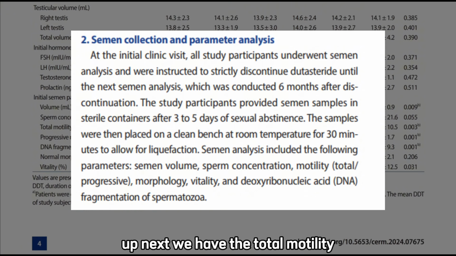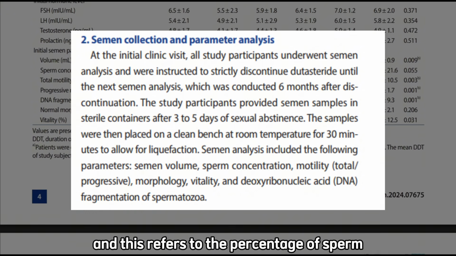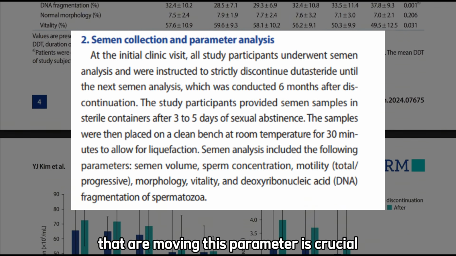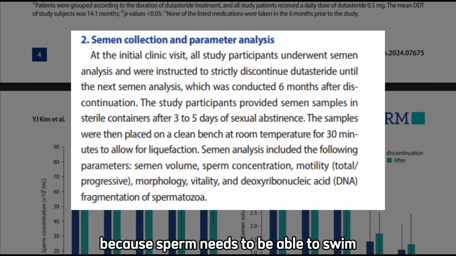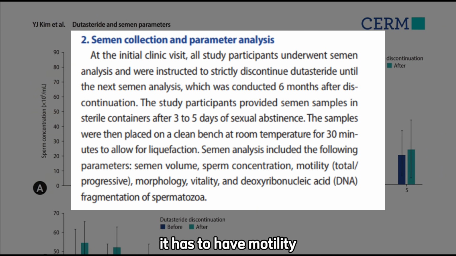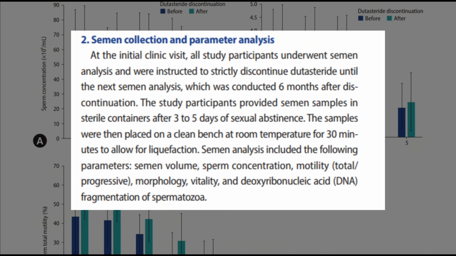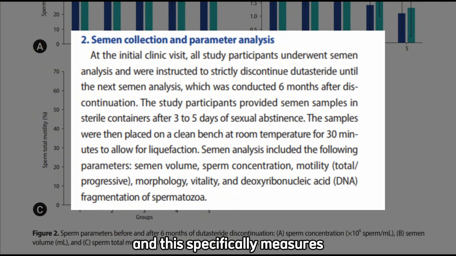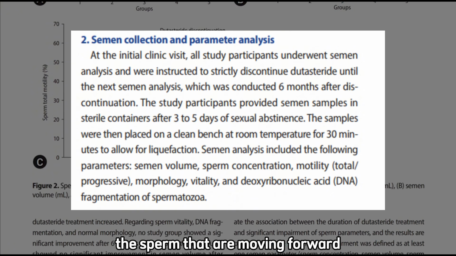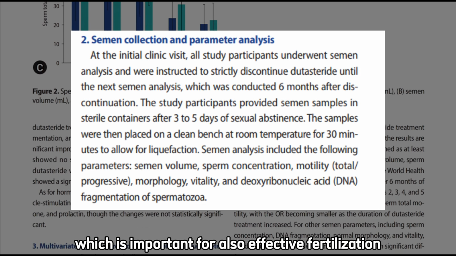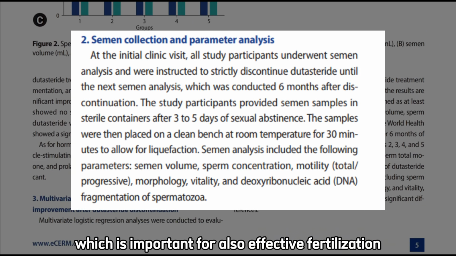Up next, we have the total motility, and this refers to the percentage of sperm that are moving. This parameter is crucial because sperm needs to be able to swim in order to reach a fertilized egg or move around. It has to have motility. Then we have the progressive motility metric, and this specifically measures the sperm that are moving forward in a straight line or in large circles, which is also important for effective fertilization.